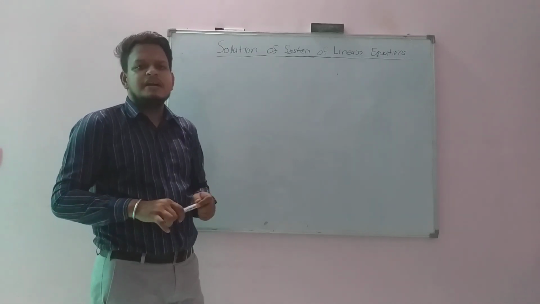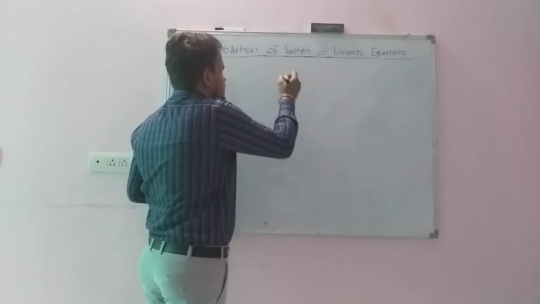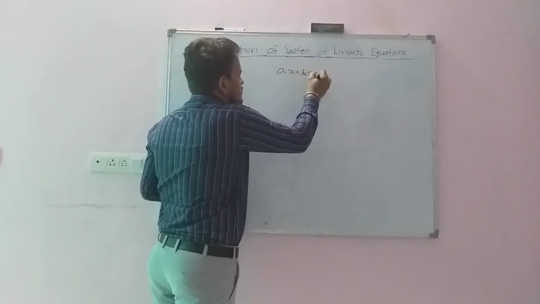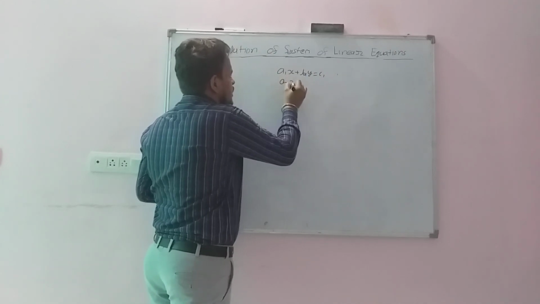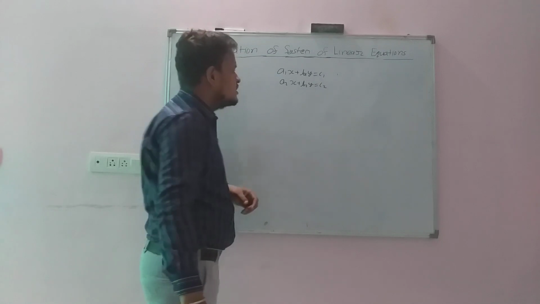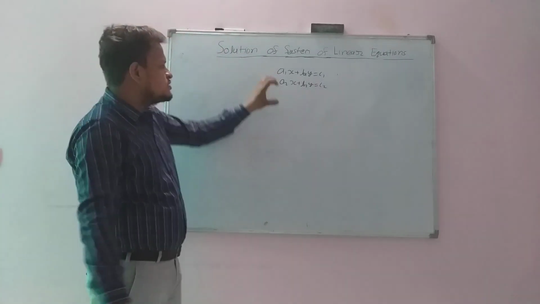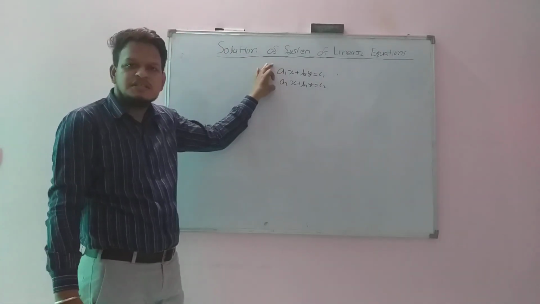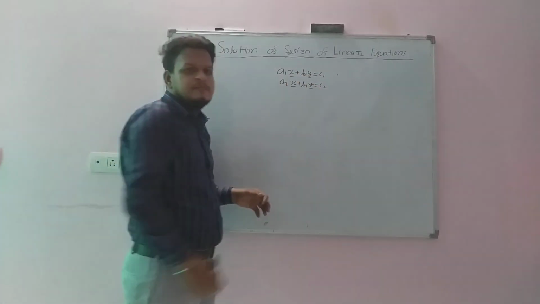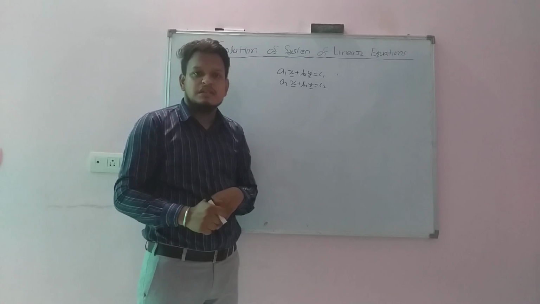So consider a pair of linear equations in two variables, that is a1x plus b1y equal to c1 and a2x plus b2y equal to c2. Now we want to find out the solution for this system of linear equations. It means we want to find out the value of x and y which satisfy both the equations simultaneously.